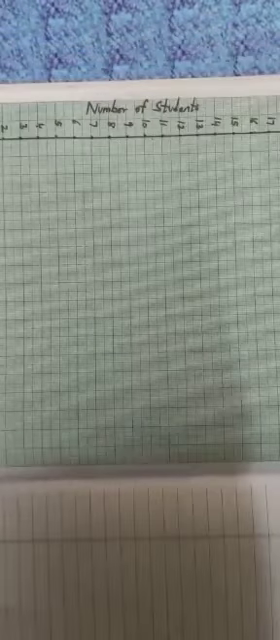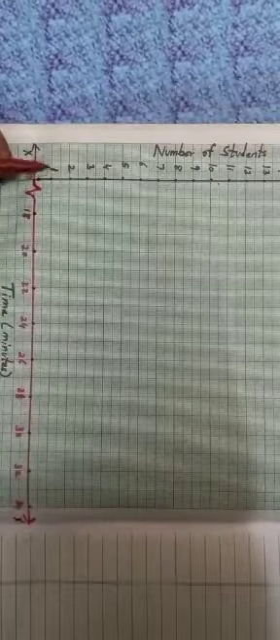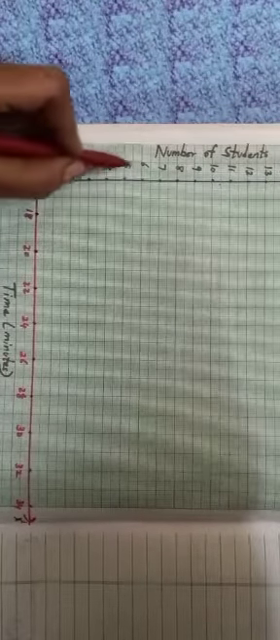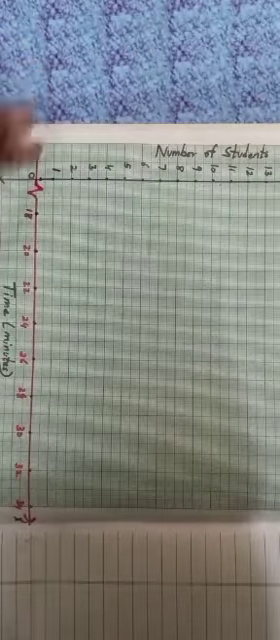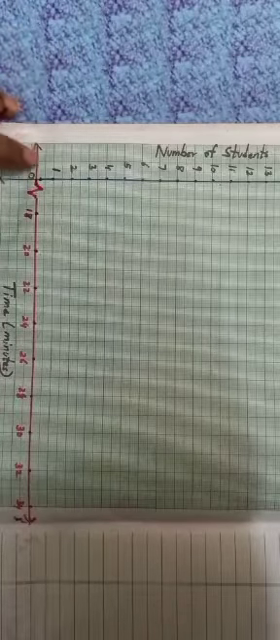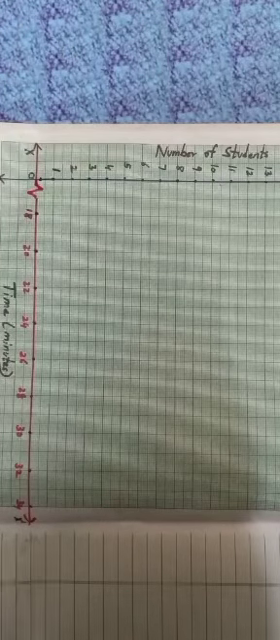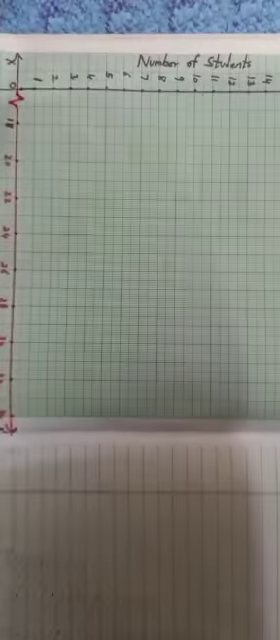Otherwise, if you want, you can take 1 centimeter equal to 2 students, and then you will have to write 2, 4, 6, 8, 10, 12 like that. Space was there, so I made it like this. It is your choice, how you want. Okay. Now, we will start with the histogram.